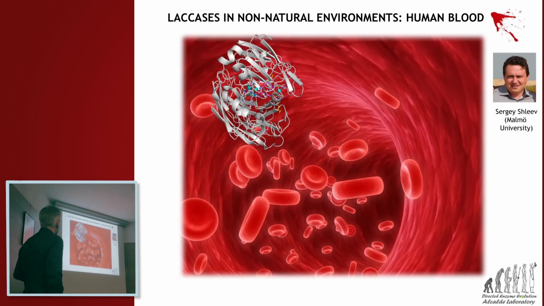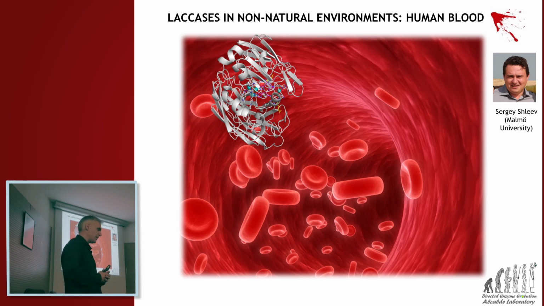And let me introduce my friend Sergei Sliv. He's a Russian guy who has been working at the University of Malmö in Sweden for many years now. And some years ago, he suggested to me to make directed evolution of laccases to be active in human blood within a European consortium. And this project, as I've said to some of my colleagues, took us sweat, tears, and blood. I will explain later why.